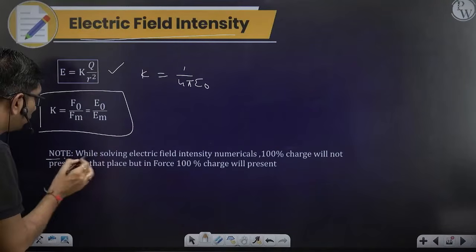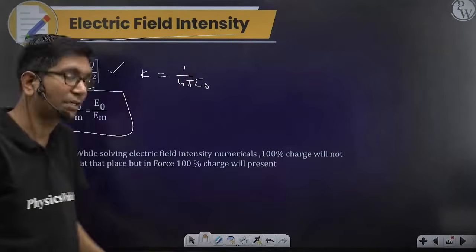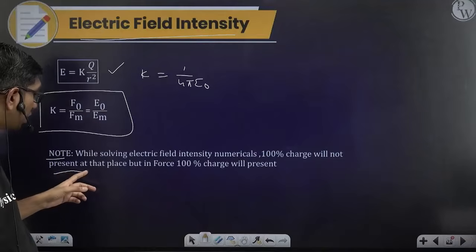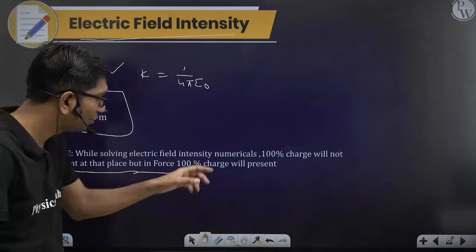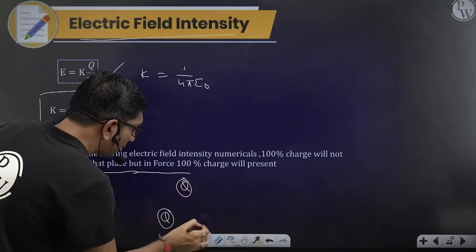Okay. Note: while solving electric field intensity numericals, 100% the charge will not be present at that point, but in force, 100% the charge will be present. See here, Q, Q, Q.